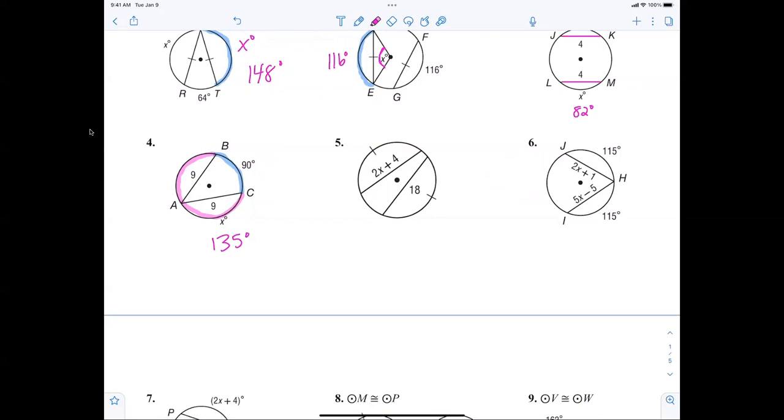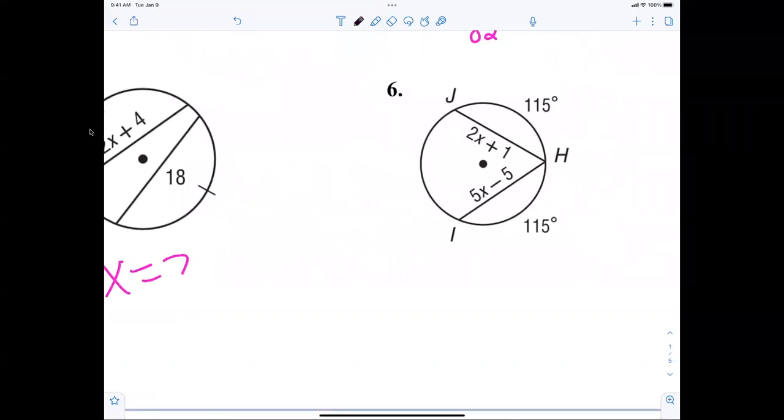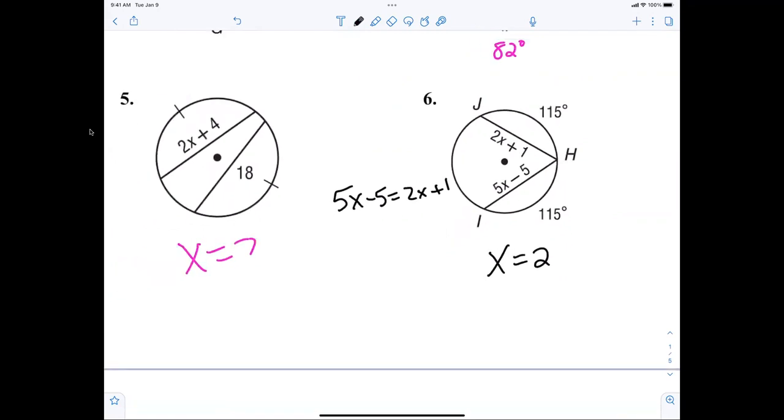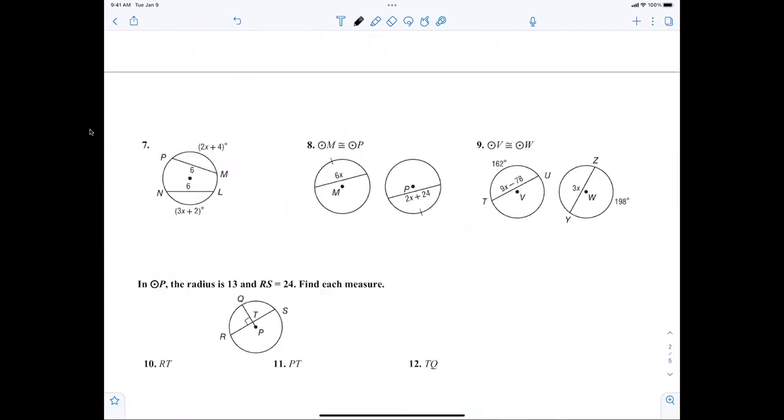Somebody said 7. Anybody agree with that? Yeah. All right. Okay, let's take a look at number 6. 2. Somebody said 2, guys. Anybody following along with us? X equals 2. Right, 5x minus 5 equals 2x plus 1. Hopefully you're practicing your mental math. All right, you should be able to just write that answer in. All right, hold up.